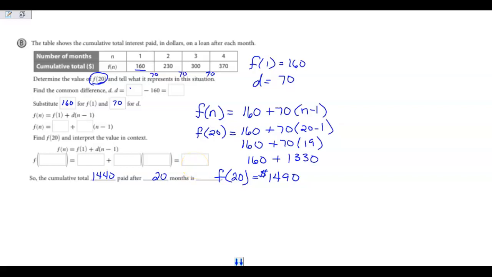I think what they want me to write in here is: my cumulative total paid after 20 months is $1,490.